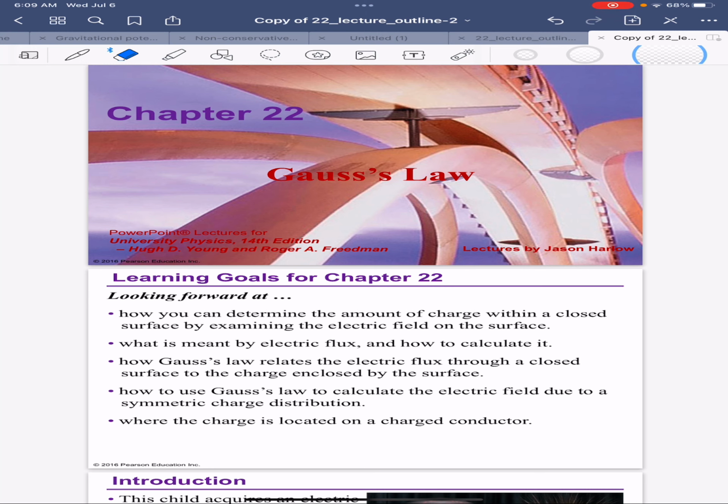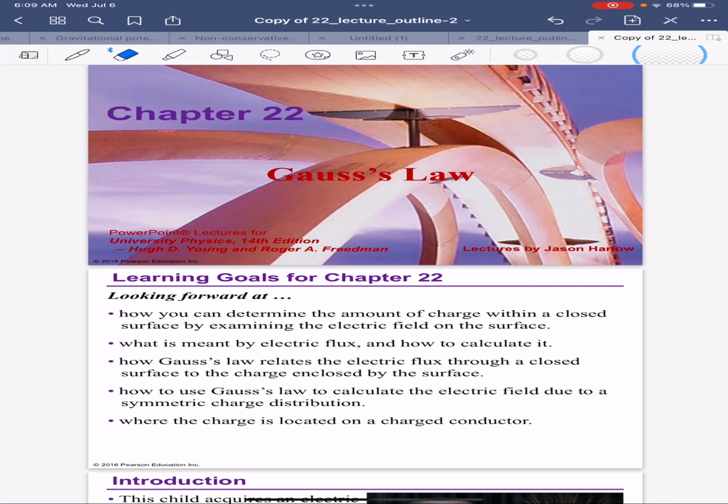We are looking here for determining the amount of charge within a closed surface by just examining the electric field on the surface. Then we are going to understand the meaning of electric flux and how we can calculate it, and how we can relate that electric flux to Gauss's law and to the charge that is enclosed by the surface, and at the same time calculate the electric field due to a symmetric charge distribution.